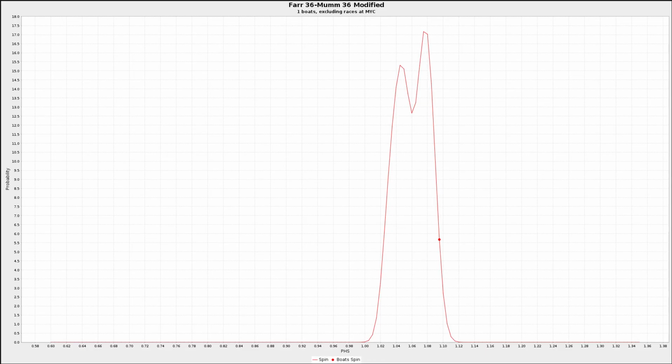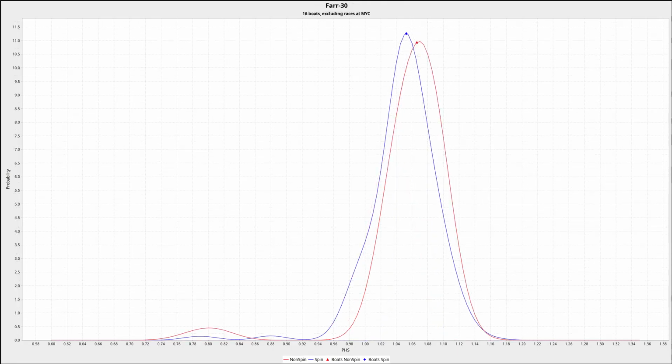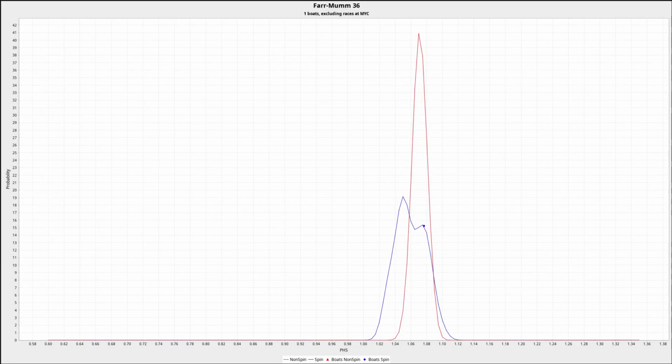Far 36, Mum 36 modified. This is Quorum here against probably Georgia Express, but then you get Far Mum 36 to be entered. Far 30, Far 40, then the Far Mum 36 again. So it's the third time that's turned up.